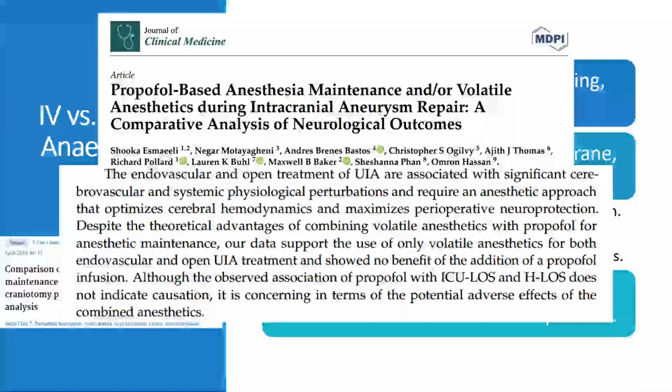So it said that despite the theoretical advantage of combining volatile anesthetic with propofol for anesthetic management, our data support the use of only volatile anesthetic for both endovascular and open UIA treatment and showed no benefit of addition of propofol infusion. So it shows no difference. We can use either. We can use inhalational agent or we can use propofol as well.